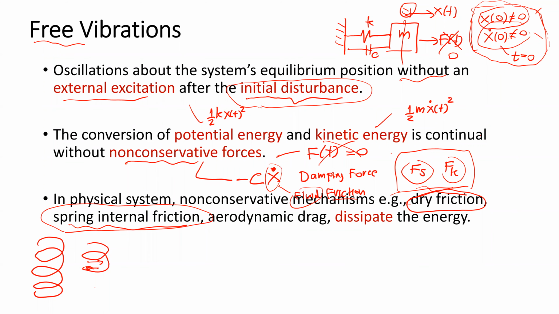When you compress it to be a very short spring, and when it needs to rebound to the original length, if we have relative motion between the coils and they scratch with each other, at that time we're going to generate the spring internal friction.